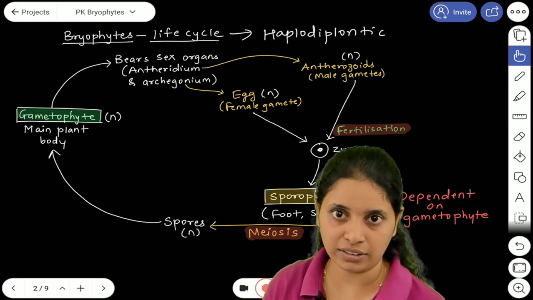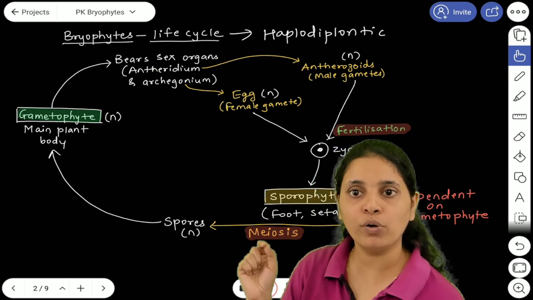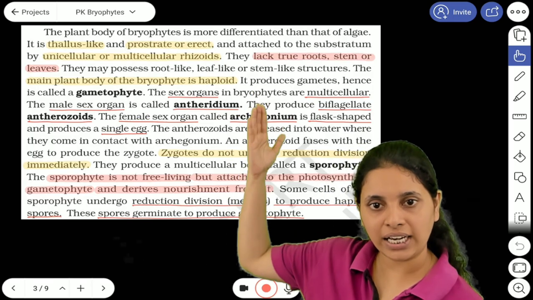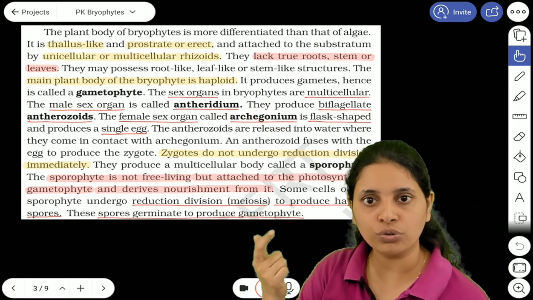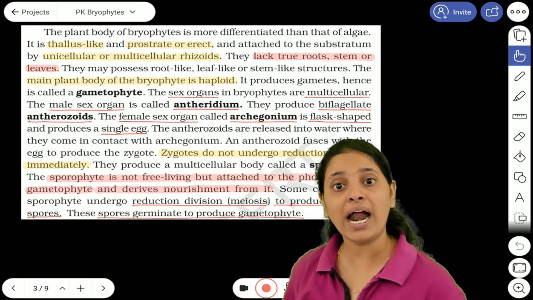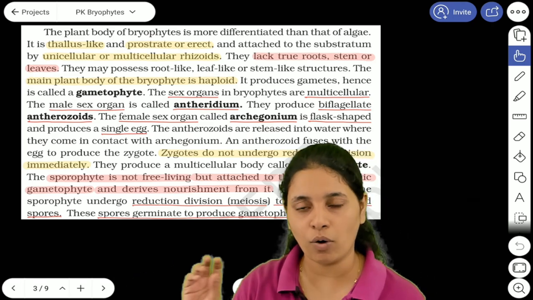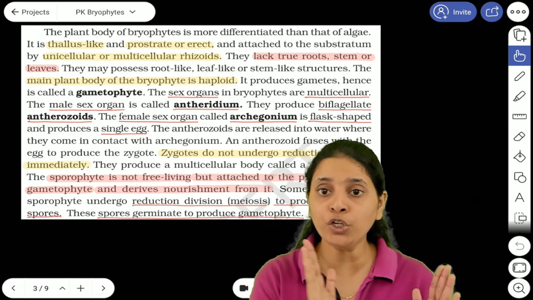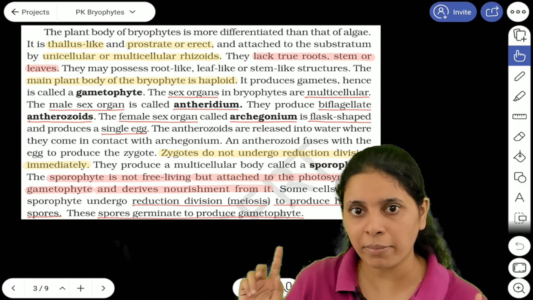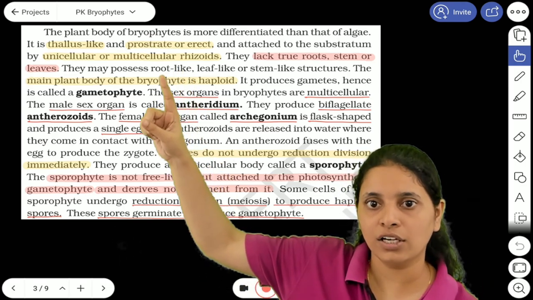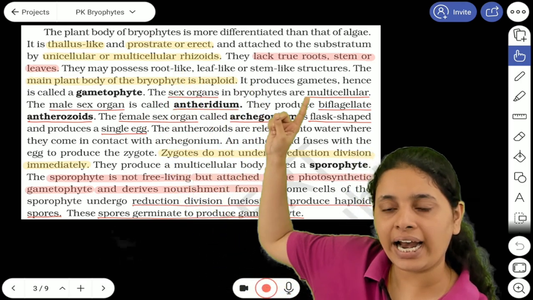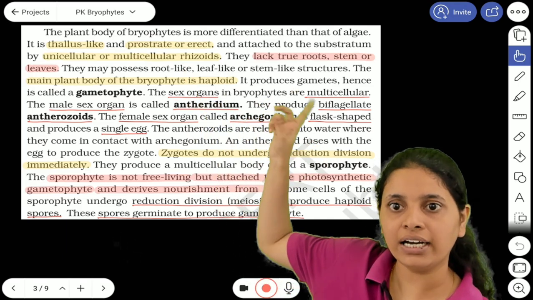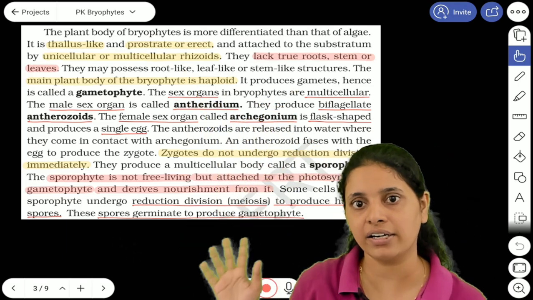Haplodiplontic life cycle. क्या बोलेंगे ब्रायोफाइट्स में? Haplodiplontic life cycle. So this same life cycle actually has been explained here. Let's go through the important points quickly. So the plant body of bryophytes is obviously more differentiated than algae, right? Yes. यहाँ पे कोई true root stem leaf तो नहीं है, but it does have root-like, stem-like and leaf-like structures. Okay, root-like, leaf-like, stem-like structures are definitely present.